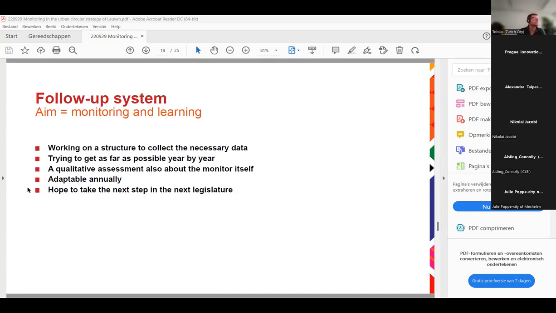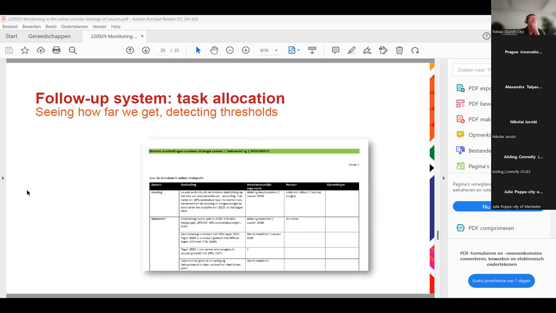So the follow-up system means working on a structure to collect the necessary data. This means, in very concrete terms, when we look at the list of the goals, we try to find someone within the administration. Can you do this? Which service has to do this? That's an important element of the exercise. The assessment is more a qualitative one, but it gives us the possibility to adapt it every year. For every action, every goal, we try to find which person within the administration or which organization is responsible for giving us the data.